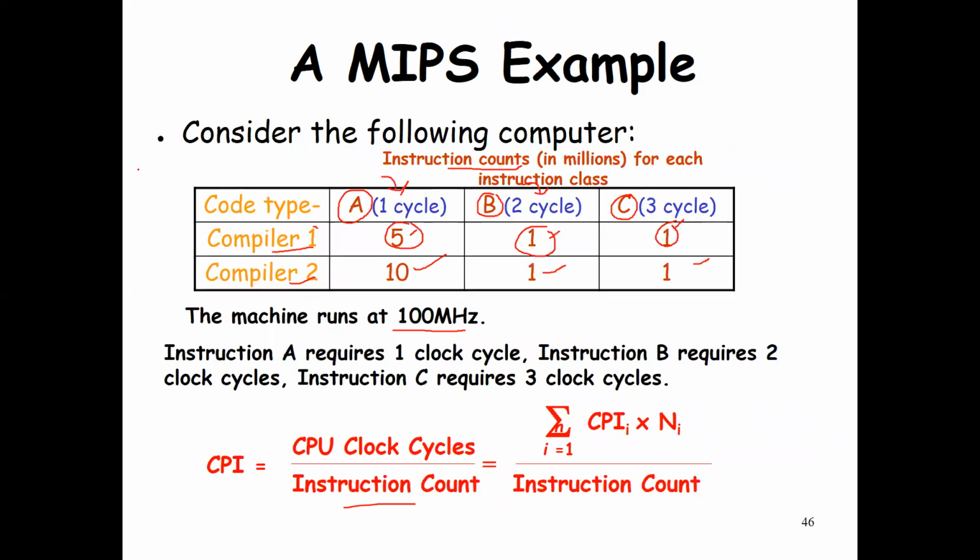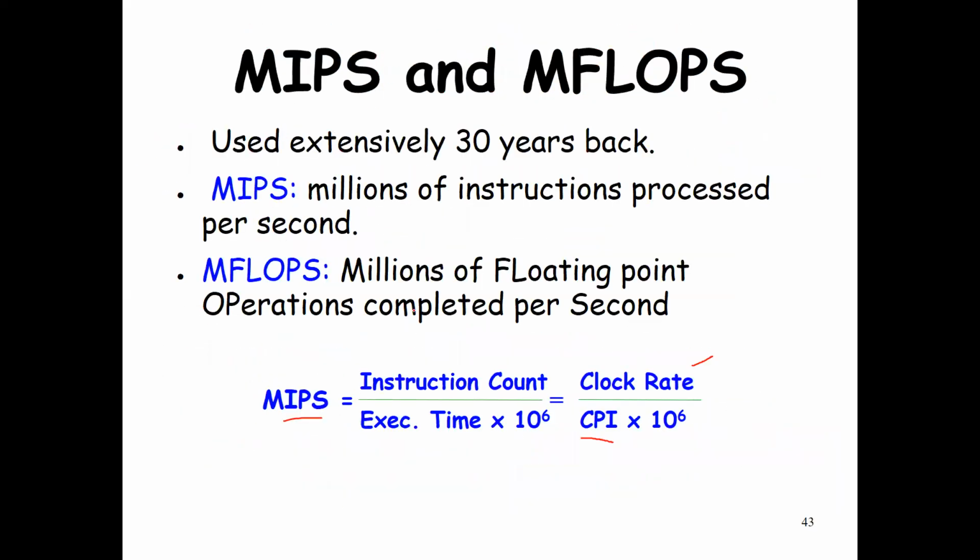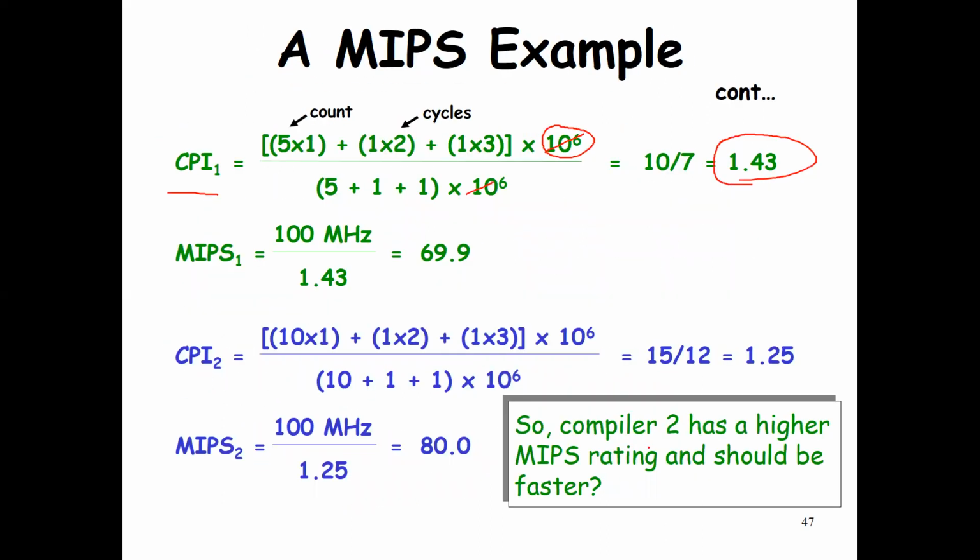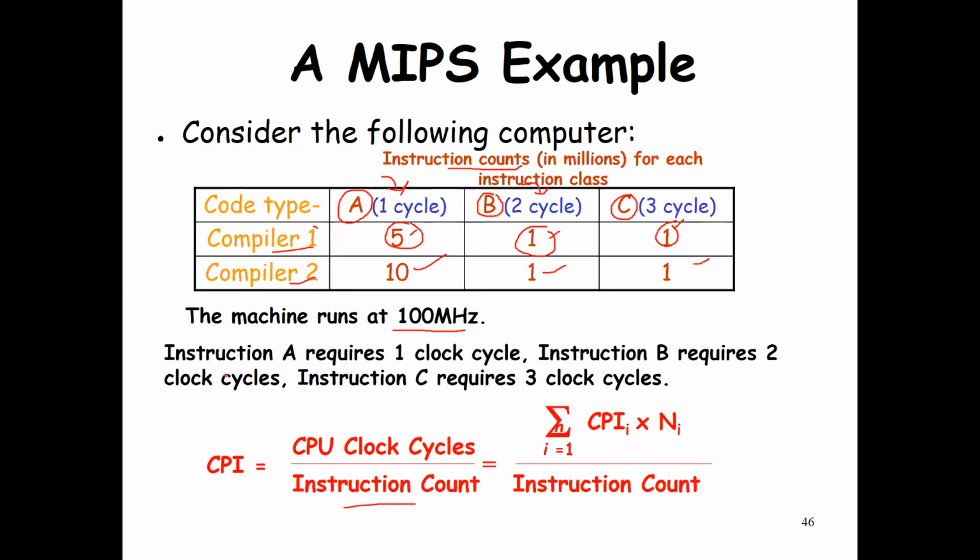Now, what is the formula for MIPS? MIPS is clock rate divided by CPI into 10 to the power 6. The CPI we have calculated is 1.43, and the clock rate is 100 megahertz. So 100 megahertz divided by 1.43 is nothing but 69.9. Similarly, you can calculate CPI 2 for the second program.